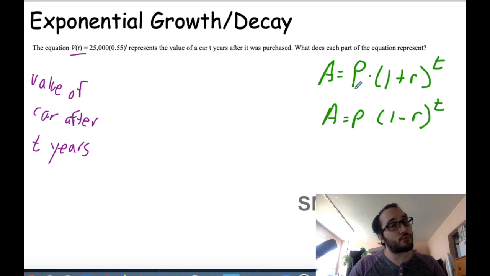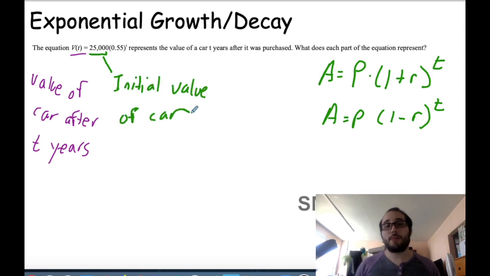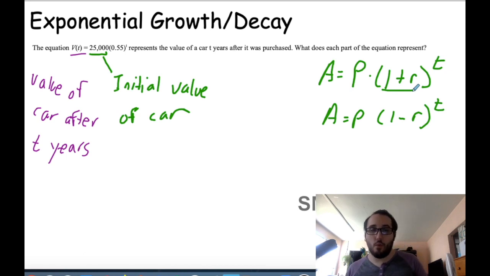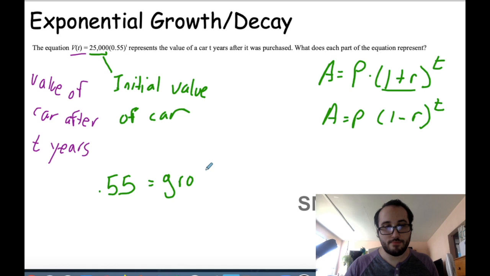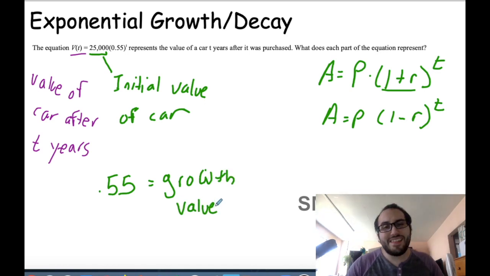So P, remember, stands for principal. It's the original amount. If this is talking about the depreciation value of a car, 25,000 is the initial amount of the car. And the 0.55, the stuff inside the parentheses, is our growth factor. Remember, if the growth factor is greater than 1, it's a growth exponential function. If it's less than 1, that means it's decay. It's decreasing in value. And then lastly, t is time.